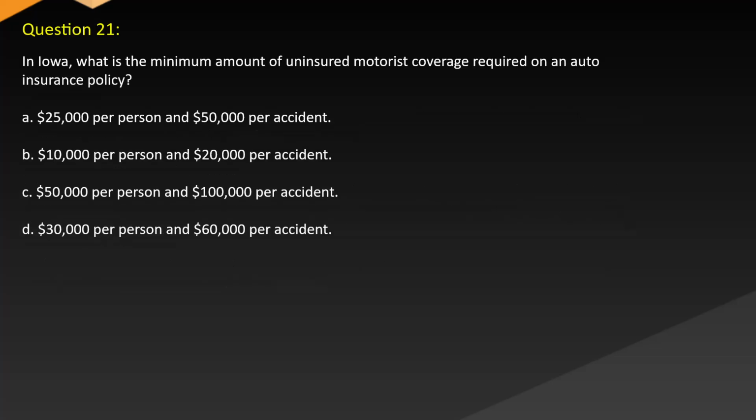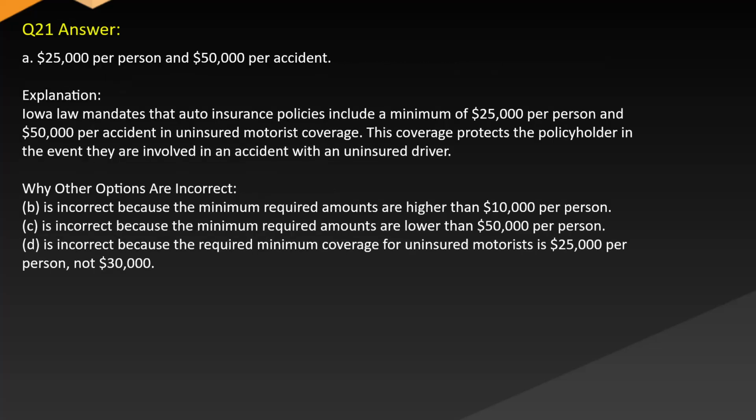property. Question 21. In Iowa, what is the minimum amount of uninsured motorist coverage required on an auto insurance policy? A. $25,000 per person and $50,000 per accident. B. $10,000 per person and $20,000 per accident. C. $50,000 per person and $100,000 per accident. D. $30,000 per person and $60,000 per accident. Answer A. $25,000 per person and $50,000 per accident.